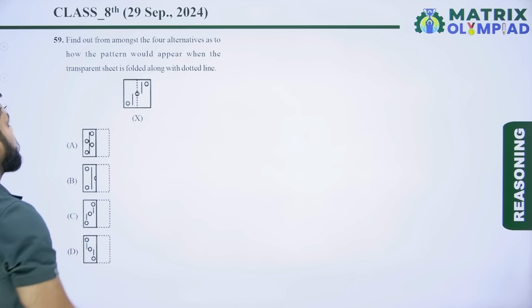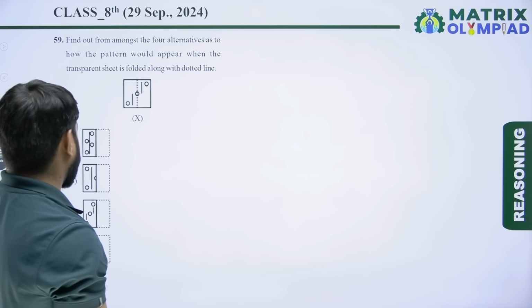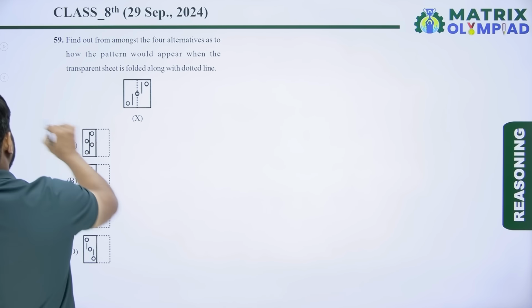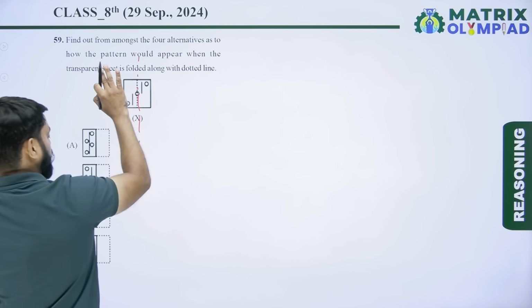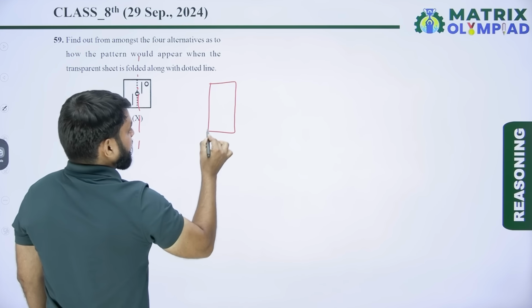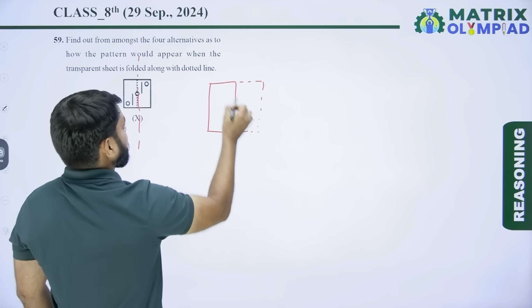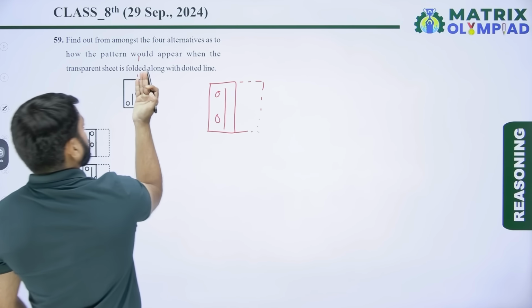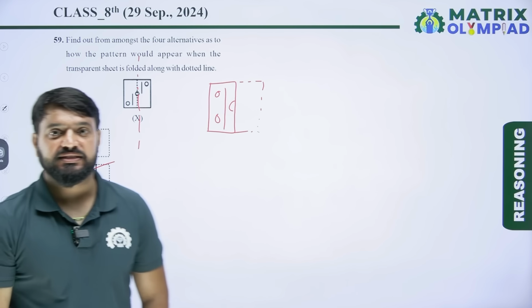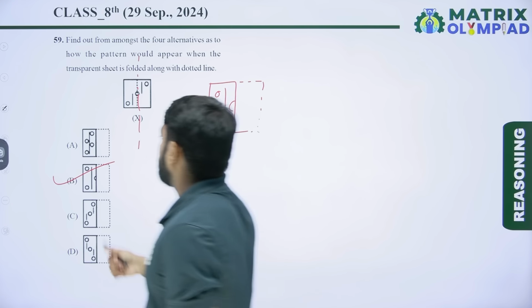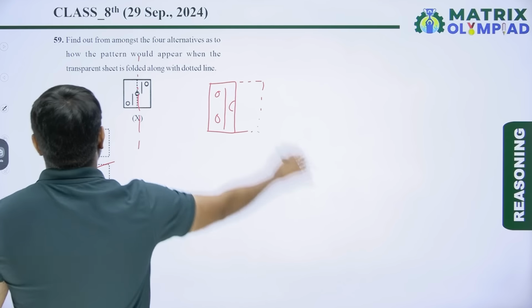Now question number 59. Find out from the 4 alternatives how the pattern would appear when the transparent sheet is folded along the dotted line. If we fold this transparent sheet along the dotted line, then this transparent sheet will look something like this. So option B is the correct answer to this question. Let's move on to the next question.